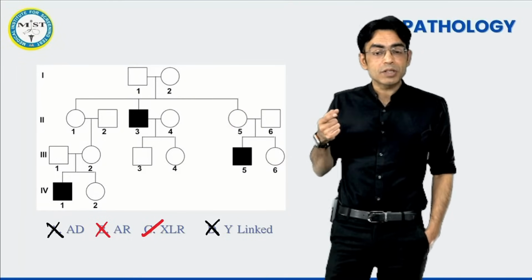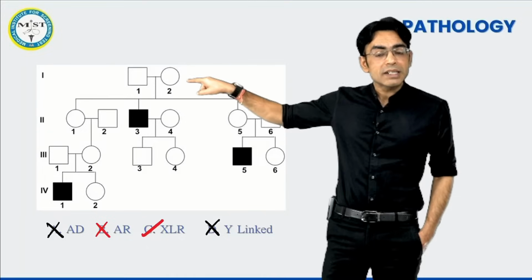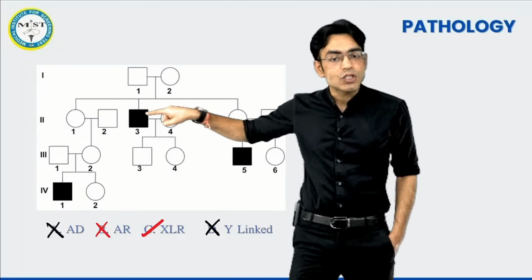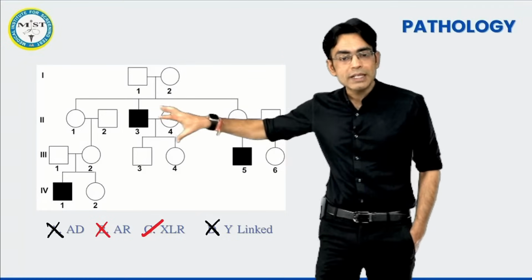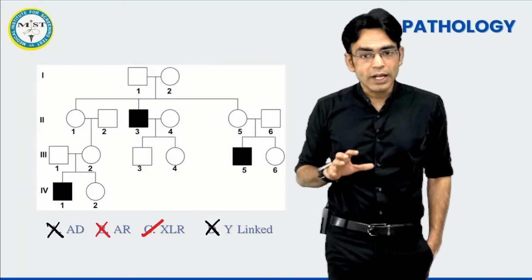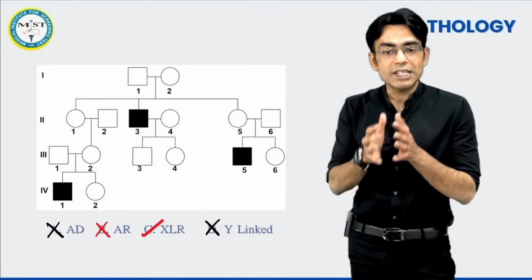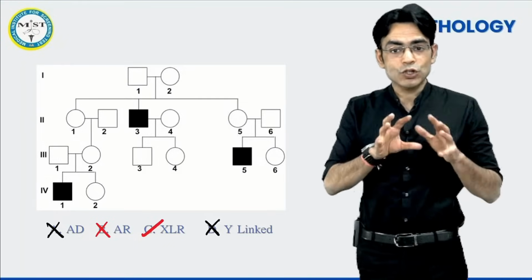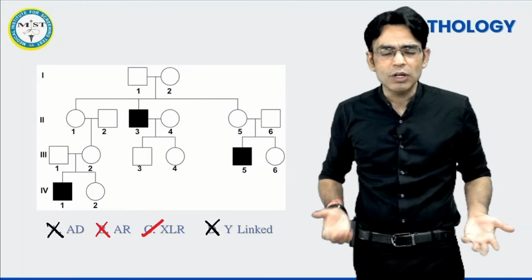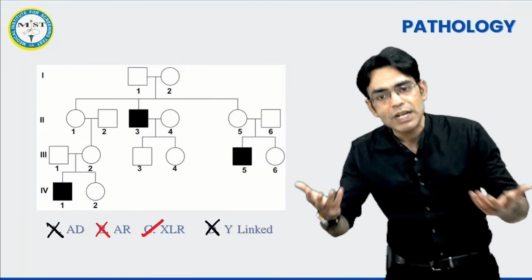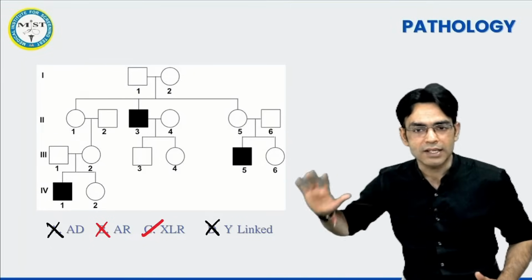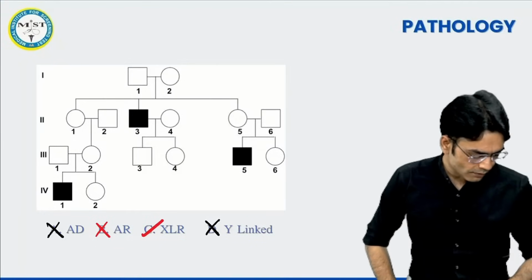Why is the male getting affected? Because the mother is a carrier for the disease, and the mother has given the mutated X to the male. That is why the male is diseased. Whenever a male in an X-linked recessive condition gets the mutated X chromosome, he shows the disease, because a male has only one X chromosome and whenever it is mutated, the disease appears. So what is the correct answer? XLR. Okay, let's go.